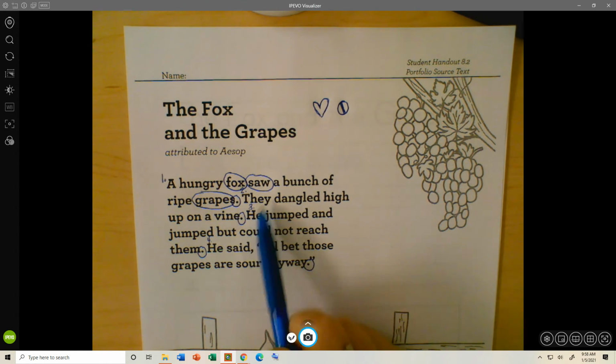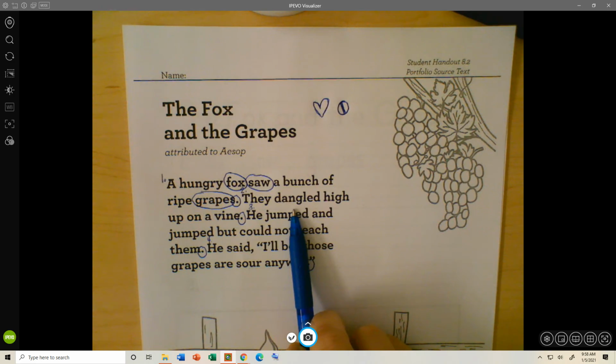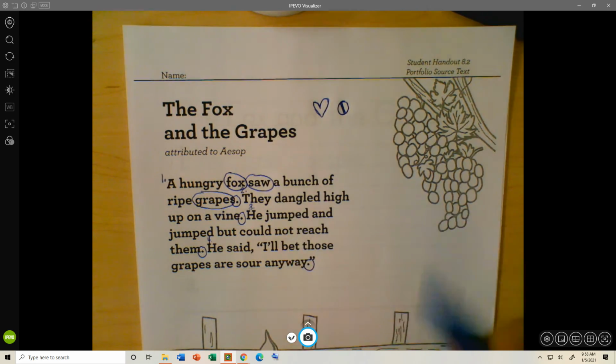Good, Jack. They dangled high up on a vine. Okay? So let's go through. Is they probably important? No. We can come up with that word on our own. What about that word dangled? Yes. Absolutely.